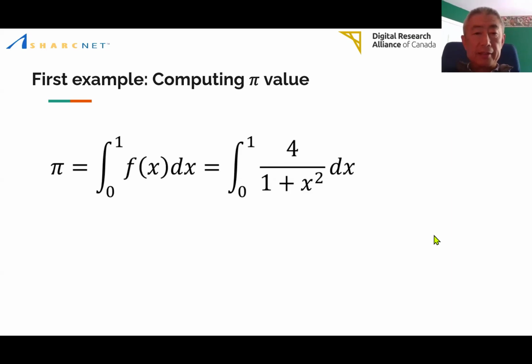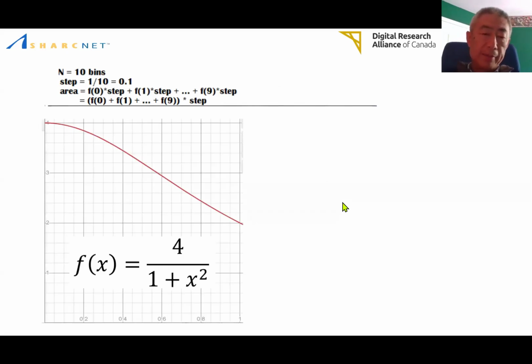Let's take a look at the first example to see how the idea gets implemented. The first example is calculating the pi value, which is 3.14 something, okay? From mathematics, we know it's an integral between 0 and 1 of this particular function, which is 4 over 1 plus x squared, okay? If I plot it, it's something like this. You see this is the curve defined by this function.